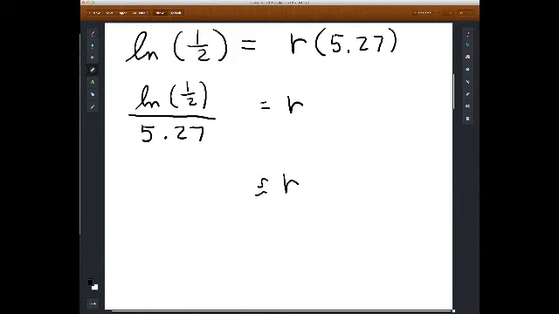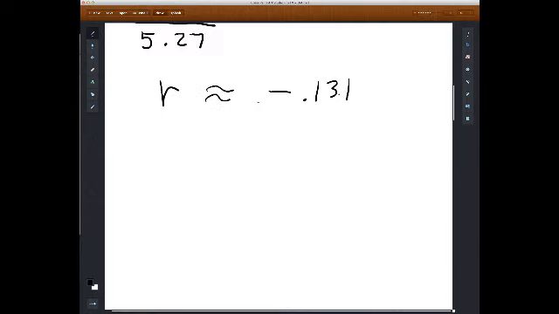And now if you grab your calculator and do your calculations here, you will find that r is approximately equal to negative 0.131. All right, so that says that we finally have our equation. In other words, we know what our equation is for y of t.